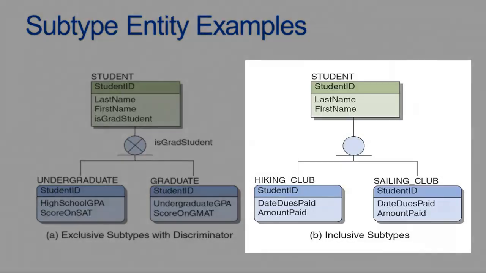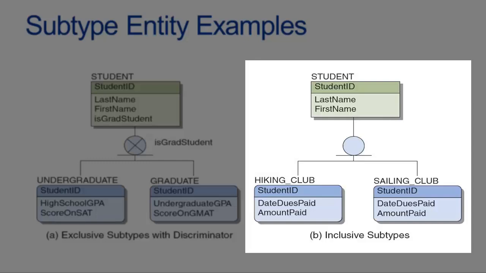In our second example, we have an inclusive supertype-subtype relationship, where our supertype is a student, and our subtypes are various student clubs. So we may have a hiking club, a sailing club. Now this is an inclusive supertype-subtype relationship because each instance of the supertype, in this case each student, can potentially be related to more than one subtype. So a student might be a member of the hiking club and the sailing club simultaneously.